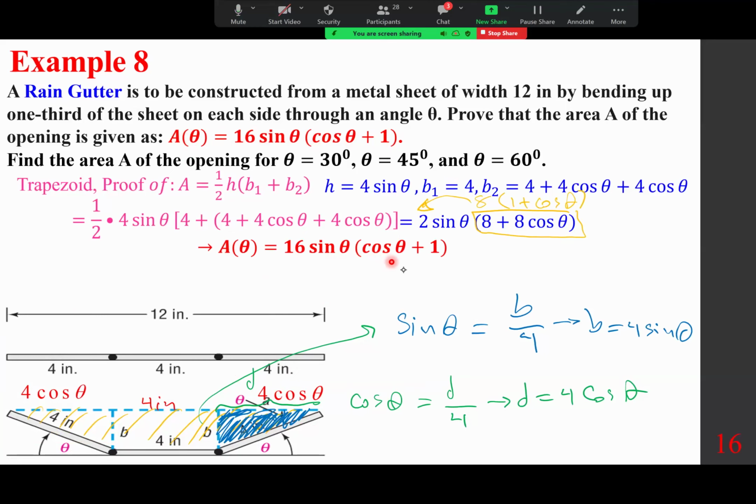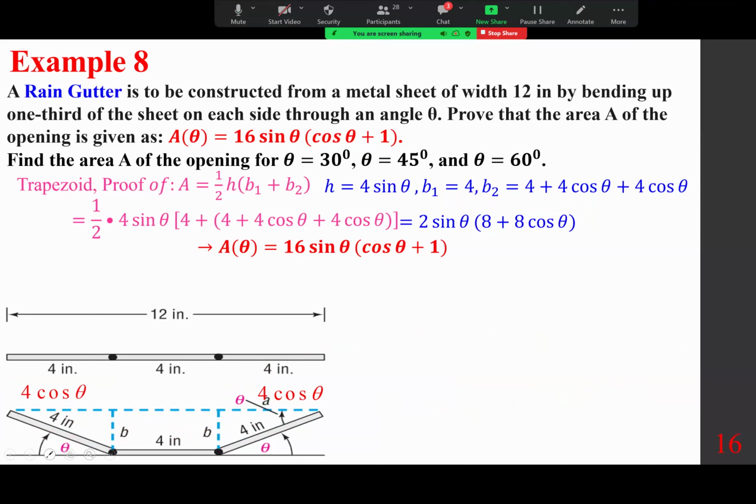Now, theta is 30 degrees, theta is 45 degrees, theta is 60 degrees. Those are our common arcs. We're going to find the values, but those are not big deals. Those are very straightforward. So for 30 degrees, we are going to replace the theta with 30 degrees here. We know sine of 30 is 1/2, and cosine of 30 is square root of 3 over 2.